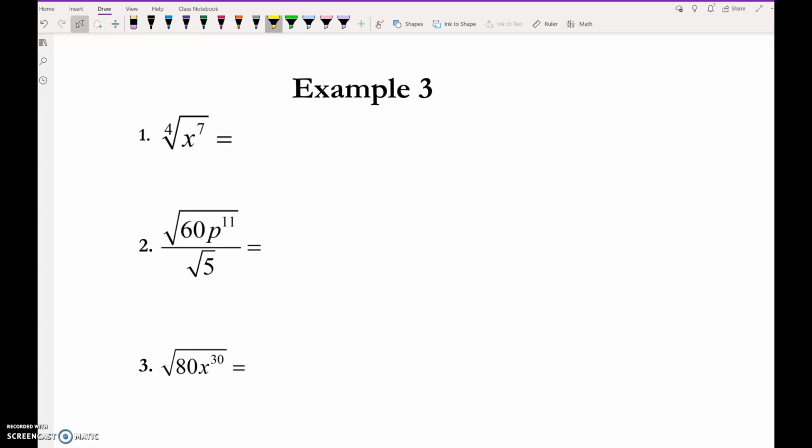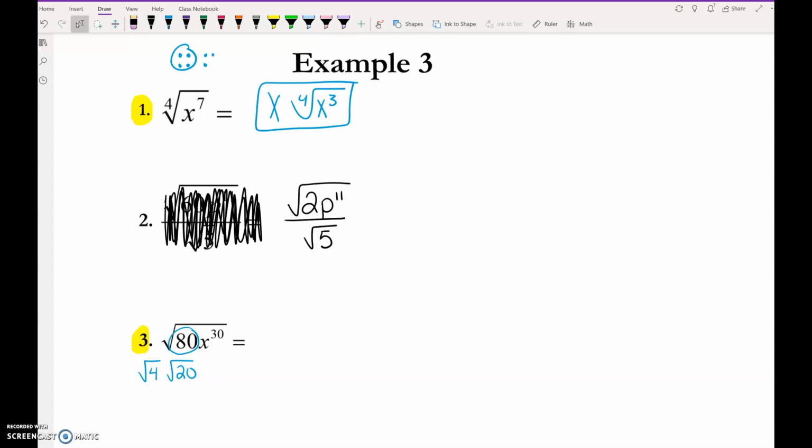I would like you to try number 1 and number 3 on your own. Notice on number 1, this time it's a 4th root, so you need groups of 4. So try 1, try 3. We are going to change example 2 because that example is kind of terrible and we're going to do a slightly better version of that example. So pause the video, give it a try on your own.